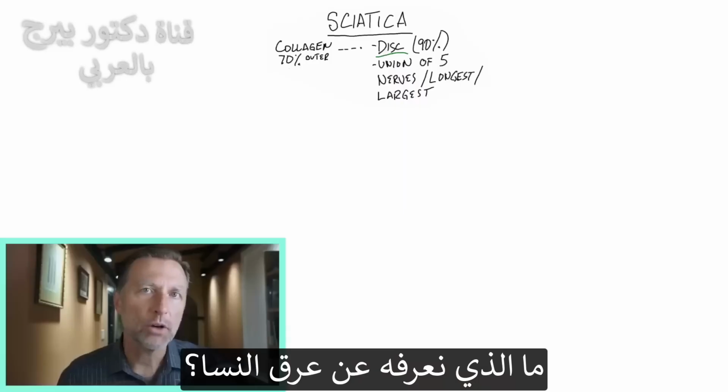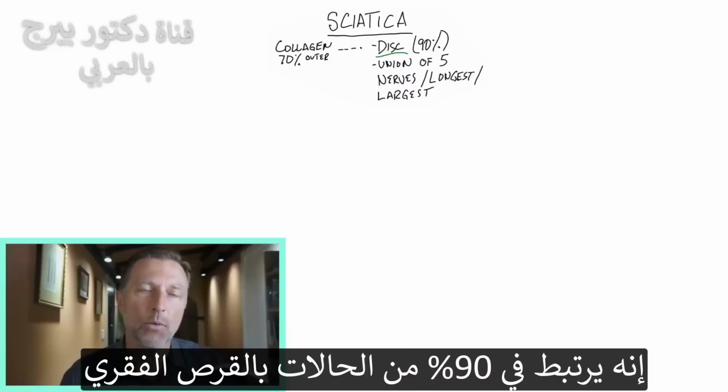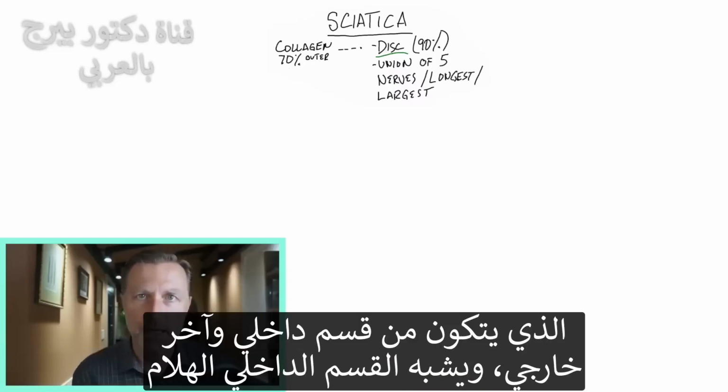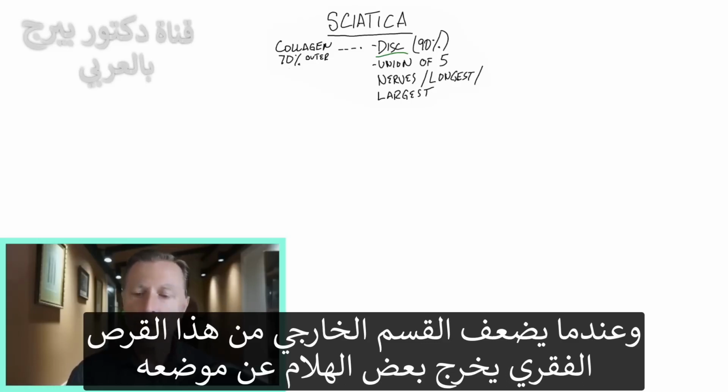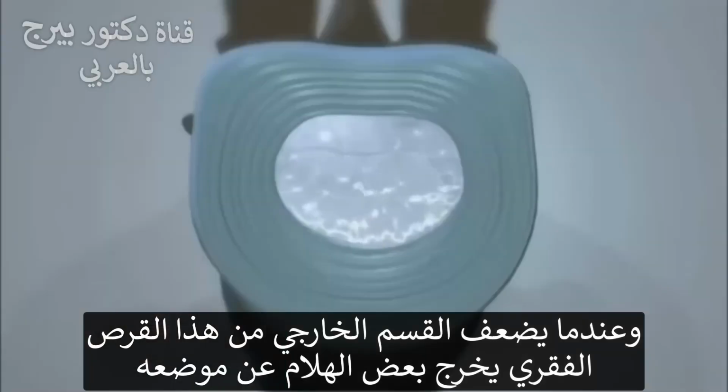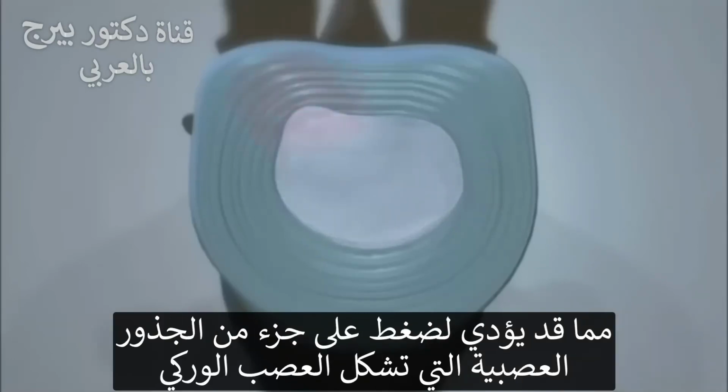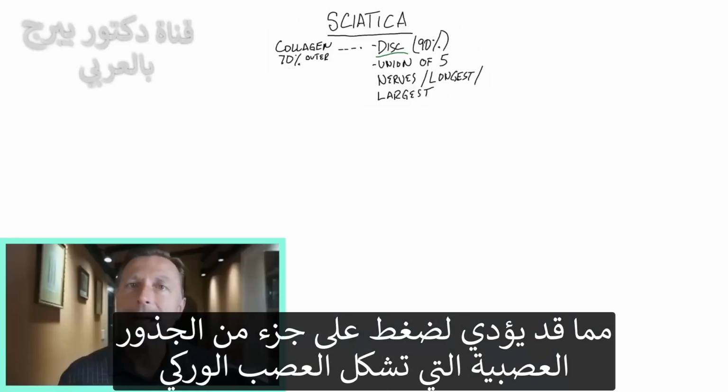All right, so what do we know about sciatica? Well, we know 90% of the time it involves the disc. The disc has an outside and an inside. The inside is like a little jelly donut. When the outer part of that disc gets weakened, some of that jelly can squeeze out, and that can put pressure on part of the nerve roots that make up the sciatic nerve.